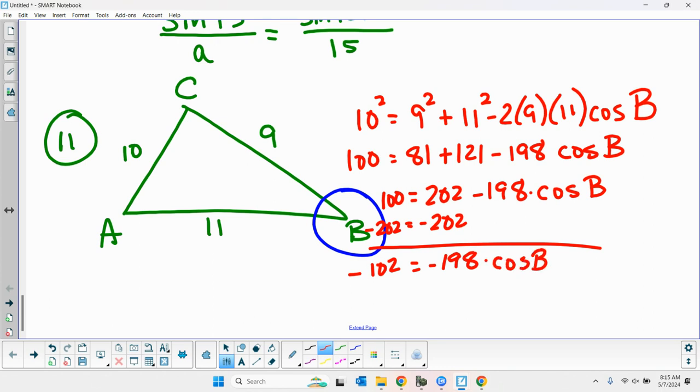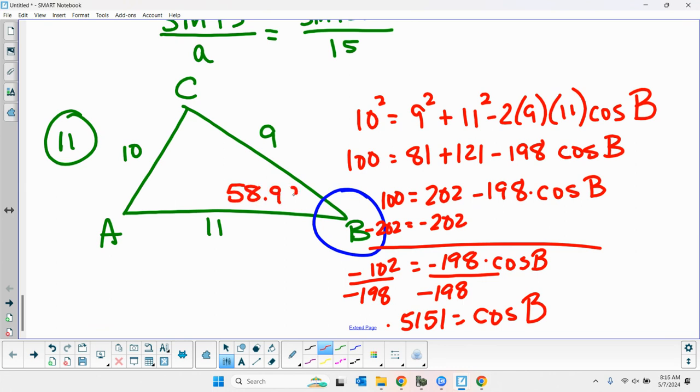So what do I do with that negative 198 then? Divide it. Then you divide it, and you get this decimal. So what's the last step to figure out the angle? Second cosine, second answer, right? And when you do that, it gives you 58.99, which was letter D.